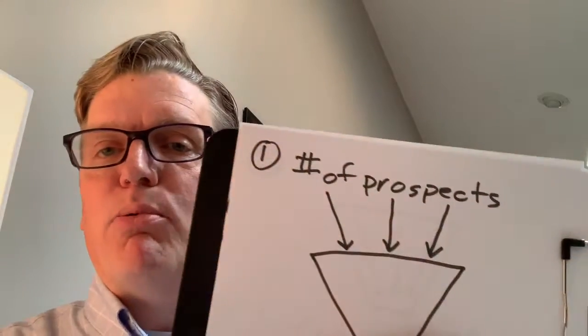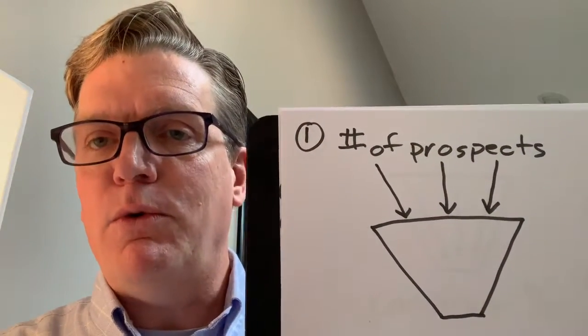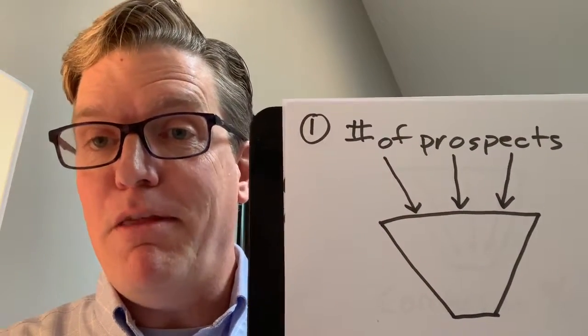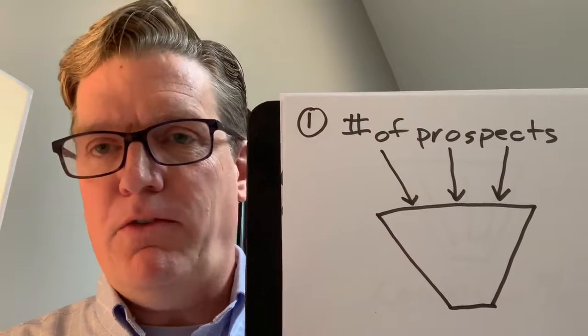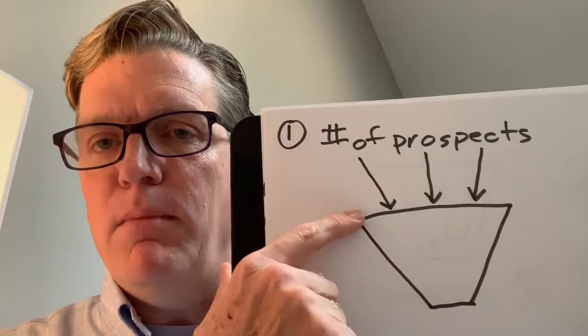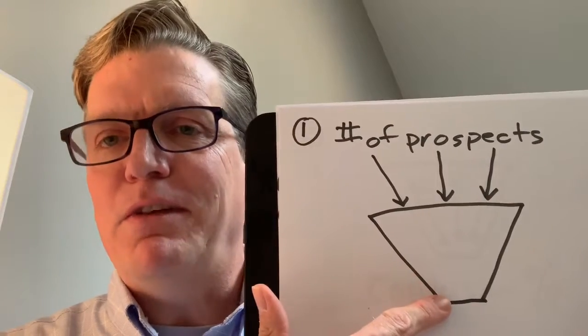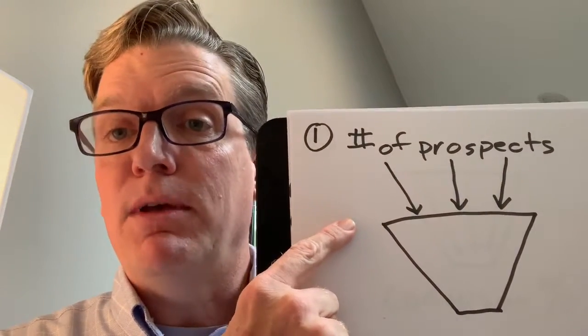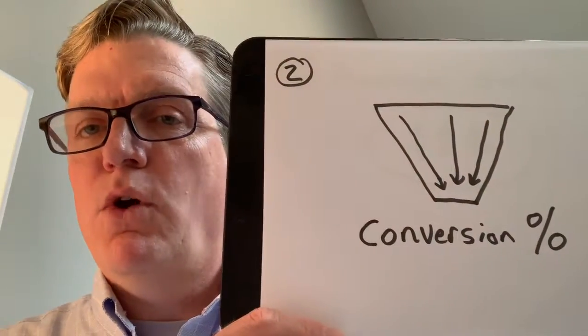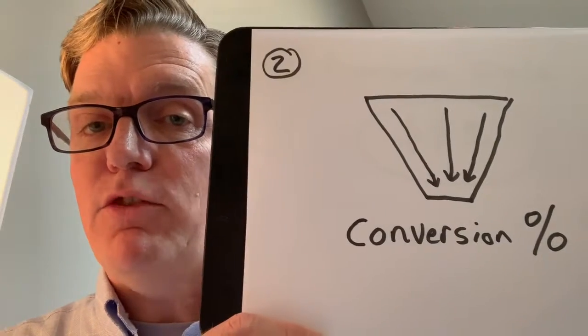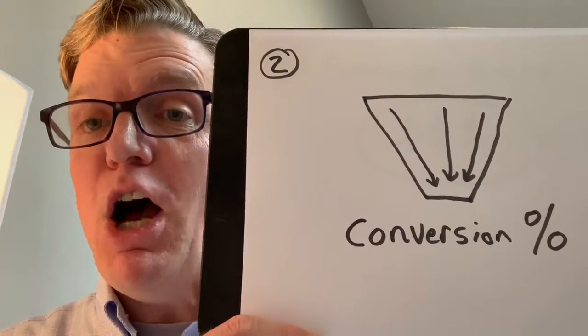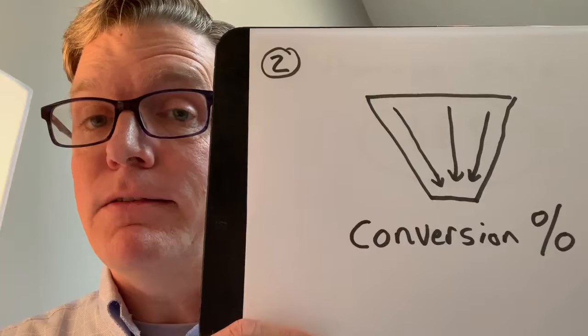Let's take a look at what the three numbers are. We're going to start with the first number, which is the number of prospects that come into your funnel every month. Every business has a sales funnel. Prospects come in here, they come out the other end as a sale. How many prospects are coming into your funnel every month? The second number is conversion percentage. What percentage of the prospects that come into your funnel are you converting into sales?